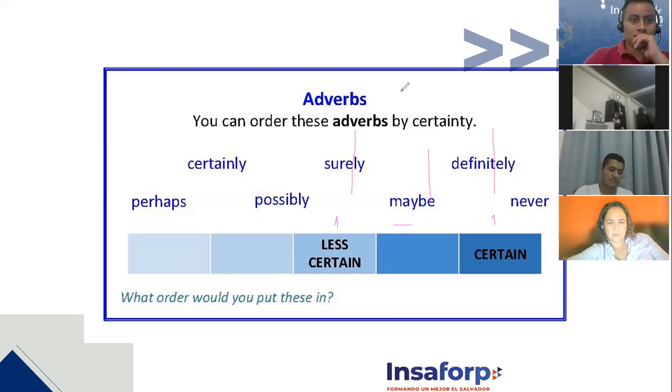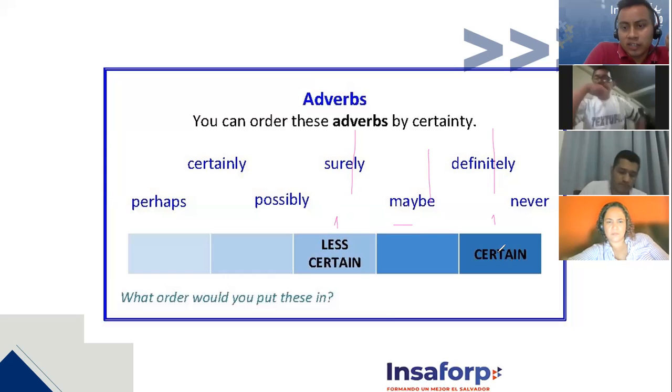Teacher, I have a question. Mm-hmm. The seven adverbs, only five? All of them, classify them. Right. Only tell me which one you think is under the category less certain, which one is under the category certain, and which one do you think is in the middle. Only three categories. Let's use only these three options here.